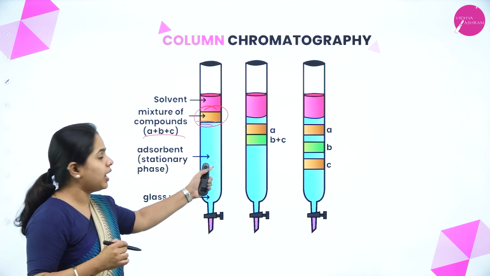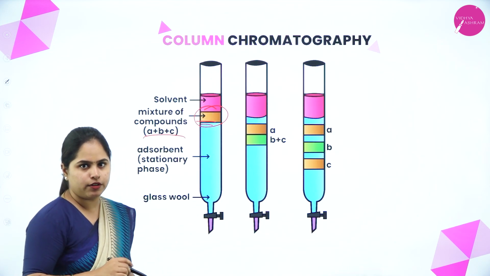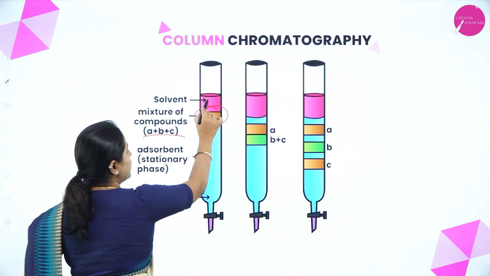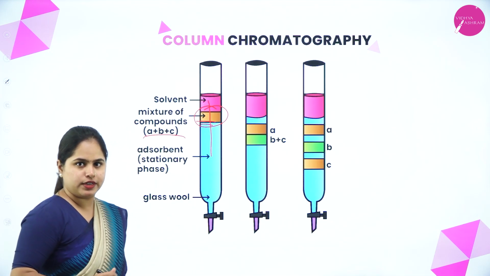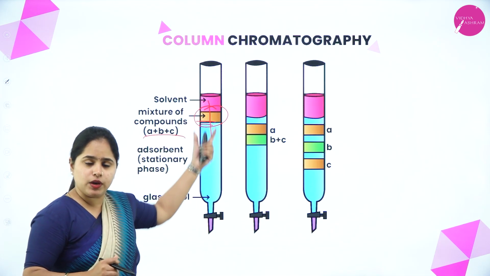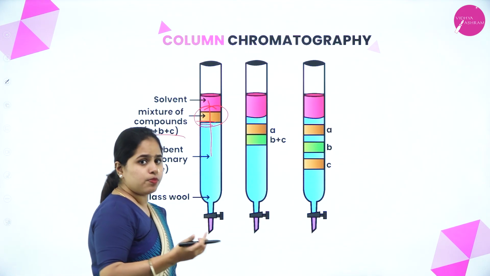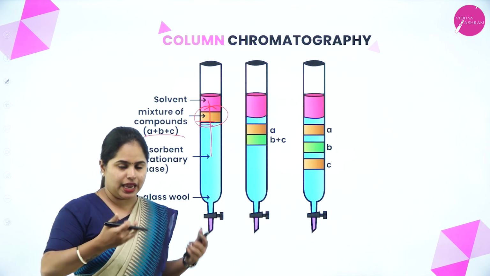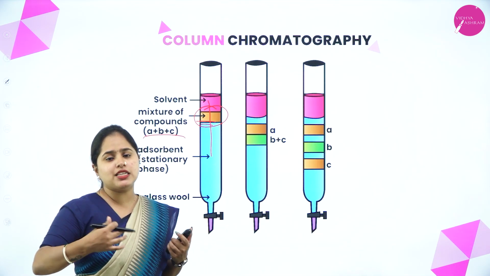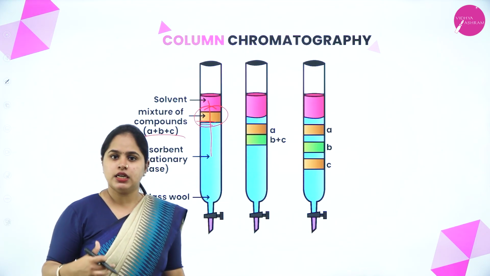Right? And this is the adsorbent, that is your stationary phase, and the solvent will be the mobile phase. So now what happens? The mobile phase will pass through this mixture and it will go to the stationary phase. Yes, the solvent layer will move, but the stationary phase will remain as it is. Okay, now based on the extent to which each of these components, that is A, B and C, can get adsorbed, you will be able to see it in different layers.